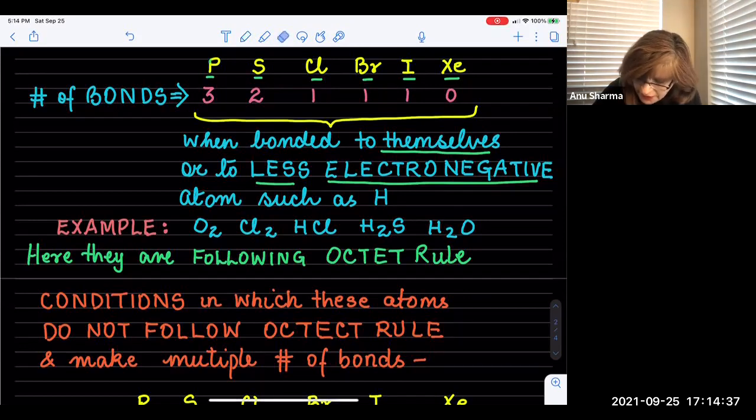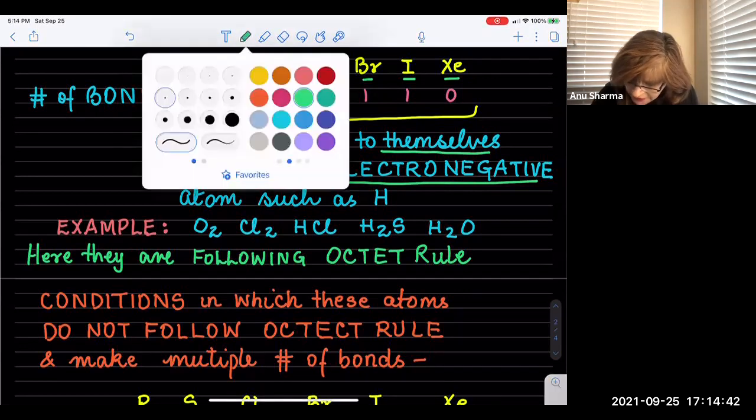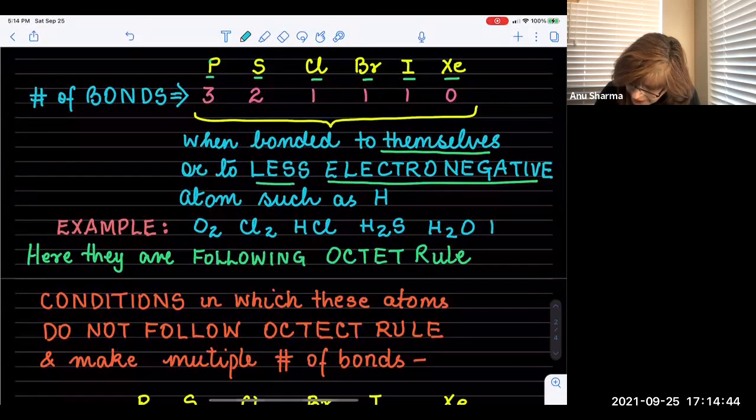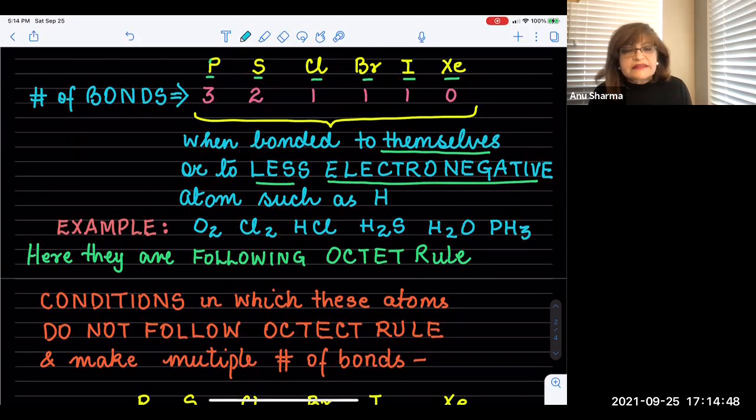Okay, so for example, when hydrogen connects with phosphorus, it can make PH3. With P, like phosphorus and hydrogen, PH3, phosphorus will make three bonds. Sulfur and hydrogen, sulfur is making two bonds, like in H2S. Oxygen obviously will make two bonds.